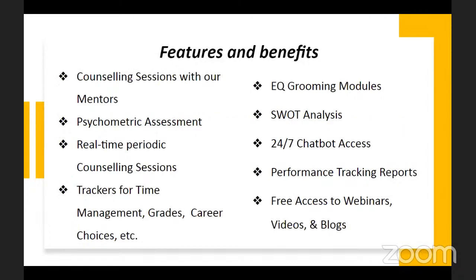Now you will get features like counseling sessions with our mentors, psychometric assessment, real-time periodic counseling sessions, trackers for time management, grades, career choices, EQ grooming modules, SWOT analysis, 24/7 chatbot access, performance tracking reports, and free access to webinars, videos, and blogs. So you can download our self-help app using the link on the screen.